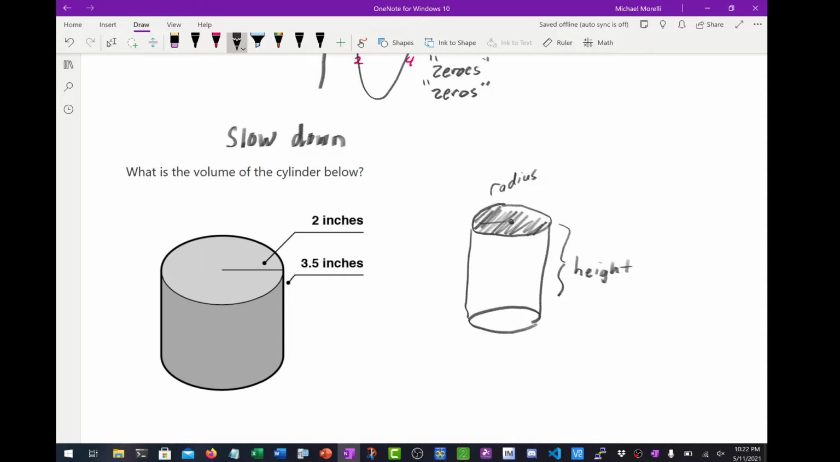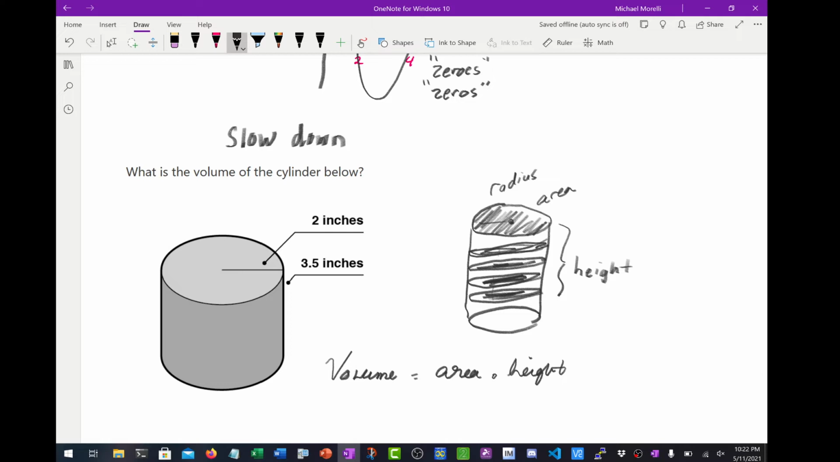then by multiplying that area by the height of the cylinder, I'm basically stacking up all these little areas of these circles. The height represents all these circles. I'm stacking them all up, and I'm just adding up all these infinite areas between the top and the bottom of the cylinder. And so basically, the volume of the cylinder is equal to the area of the circle on top times the height of the cylinder.